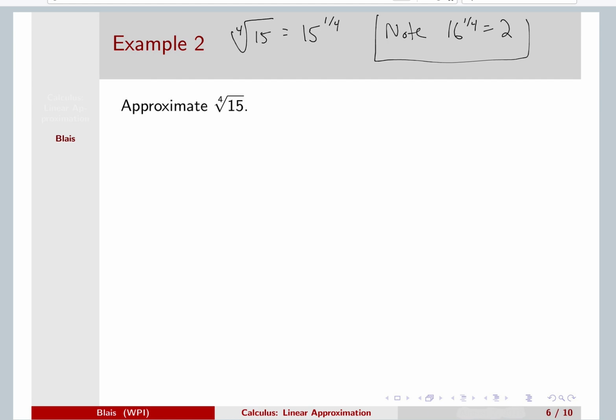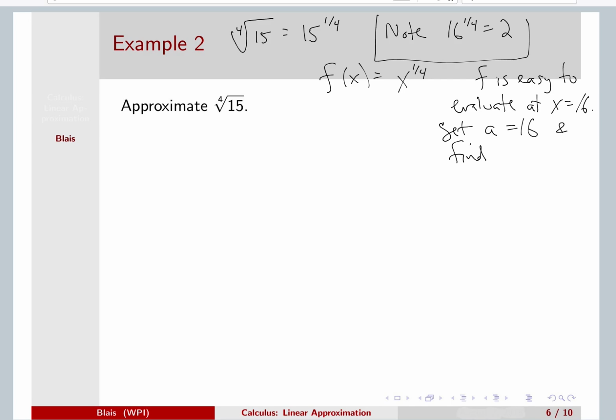Well, let me back up. The function will be the fourth root of x, and this function is nice at 16. So f is easy to evaluate at x equals 16. So let's set a equals 16 and find that linear approximation.